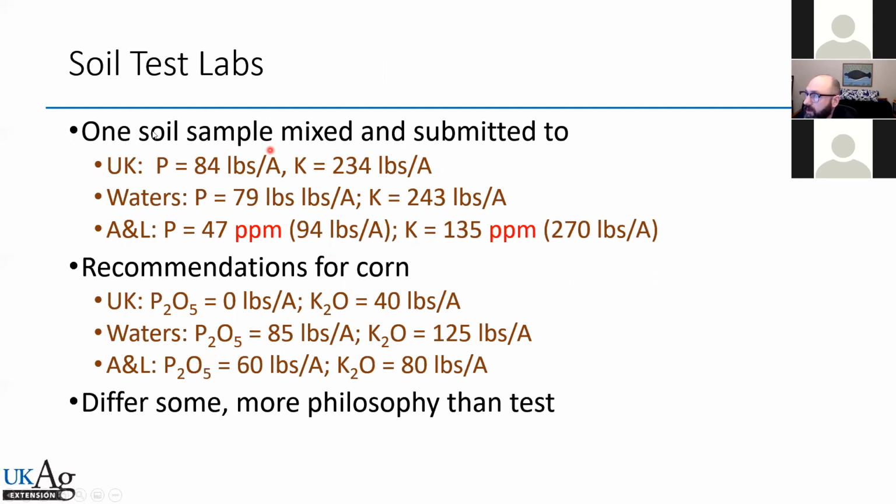And so, this is some work that Edwin Ritchie did. He sent a soil sample off to University of Kentucky, Waters, and A&L back when it was A&L. Now it's something different. And the same soil, the soil test results came back phosphorus 84, 79, or 94 pounds per acre. And so you go, oh, 79 to 94 is the range. That's a 14 pound per acre swing or 7 ppm swing. Well, 7 ppm, that's parts per million, is not much. So basically, all the labs got what I consider pretty much the exact same number from 79 to 94.